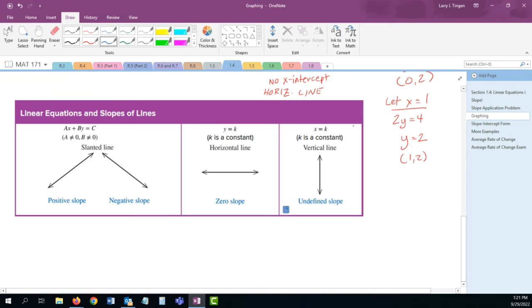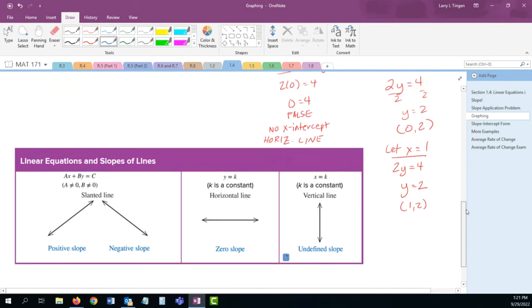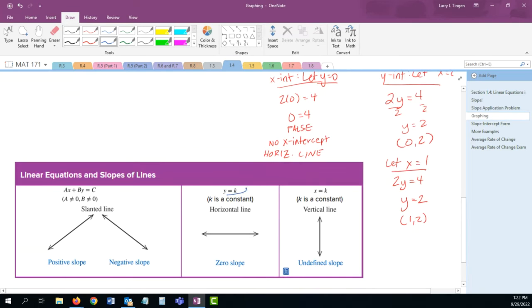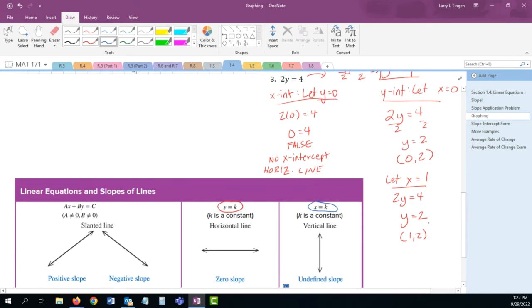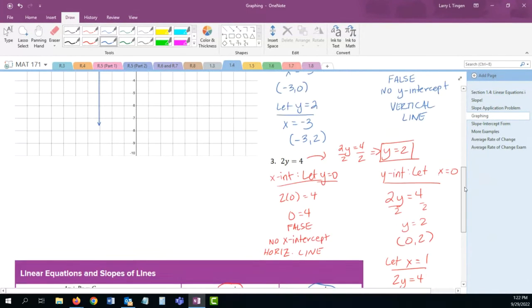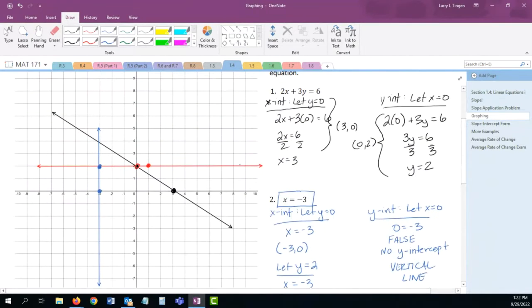If you're looking at a case of y is equal to some number, which is what we had for our second one, the red one, then you have a horizontal line. Y is equal to some real number k. And when x is equal to some real number k, I'm looking at a vertical line. Like I said, I found the x-intercept and the y-intercept, if they existed, and then found a third point if I needed it. Once you get the feel for y equals 2, that's all the points where y is equal to 2, every single point along this line.